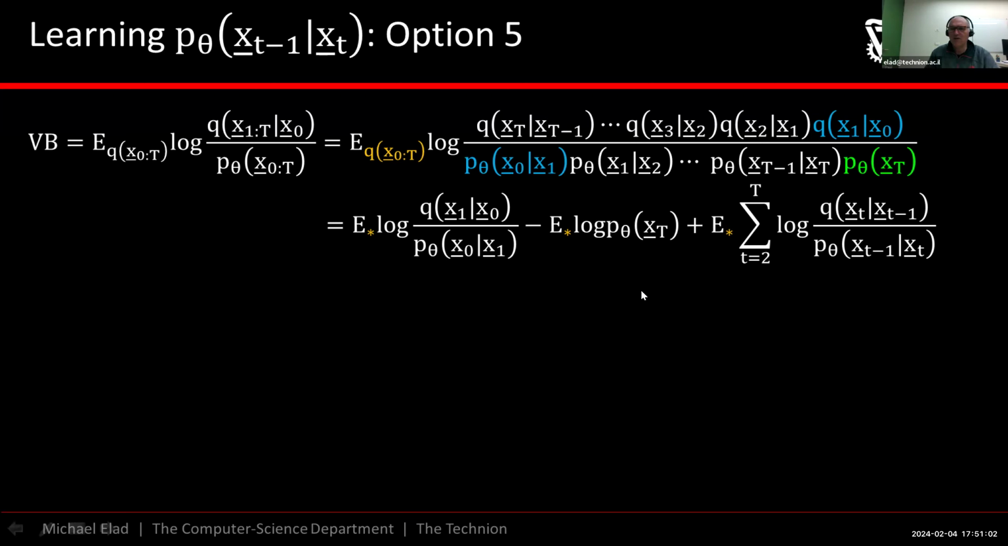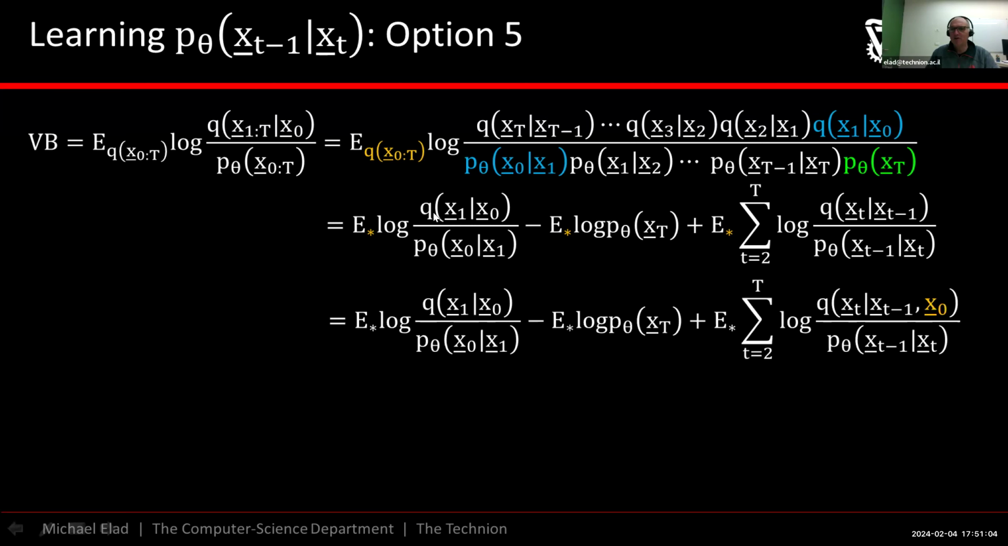Let's proceed with this massaging. I'm not touching the first. I'm not touching the second. I'm changing the denominator in the third to include the knowledge of x0. What do you think? Why am I permitted to do so? It's a Markov chain. And so not knowing x0 is futile, it means nothing to us.